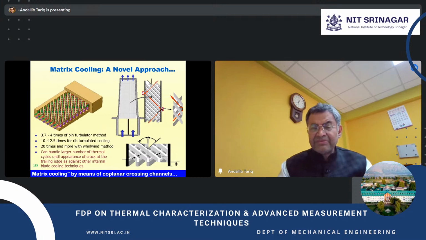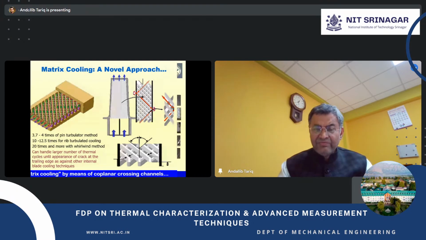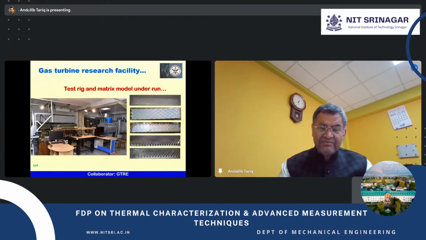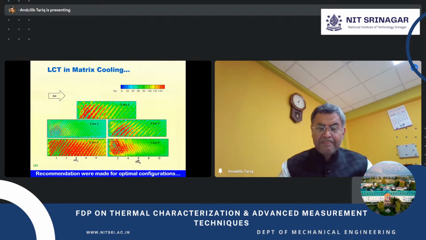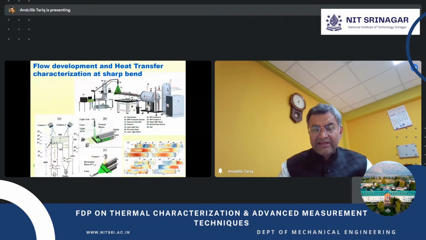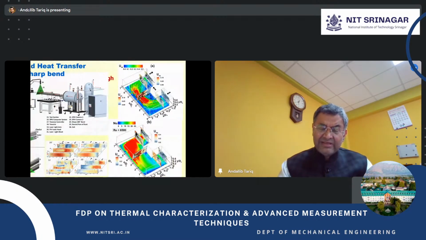Because to increase the efficiency of the engine, one easy tool is to do the burning at a very high temperature. For that, we have designed a test rig. We completed that project also, and there we have implemented liquid crystal thermography for that matrix cooling rate study. And right now we are doing some fundamental investigation by using the test rig, integrating the flow data with the temperature data.